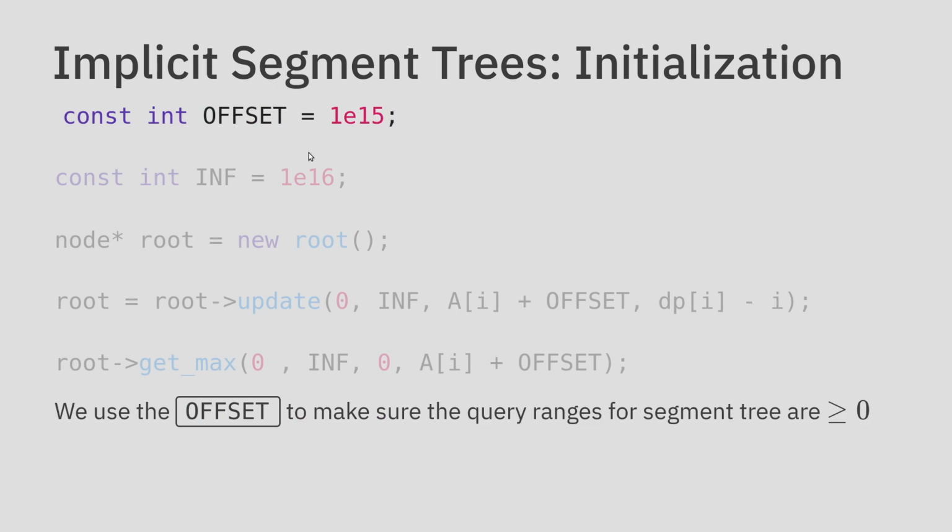So for the initialization part of the implicit segment tree, this is only valid for this problem. We are introducing a term offset, I will explain it in some time. We are introducing a term infinity as 10 to the power 16. This is how you initialize the implicit segment tree node. The root node will be used to call all the functions, all the updates and queries, over this root node only.